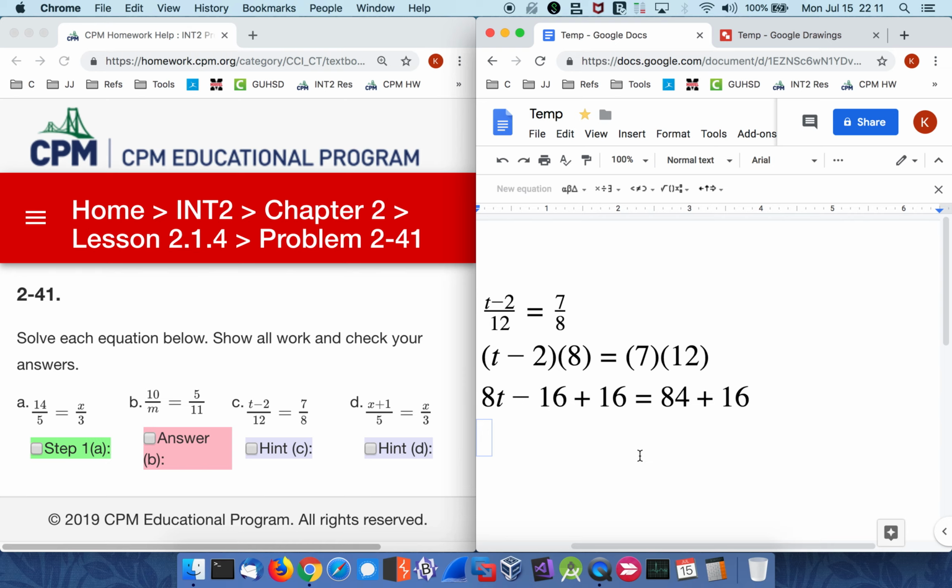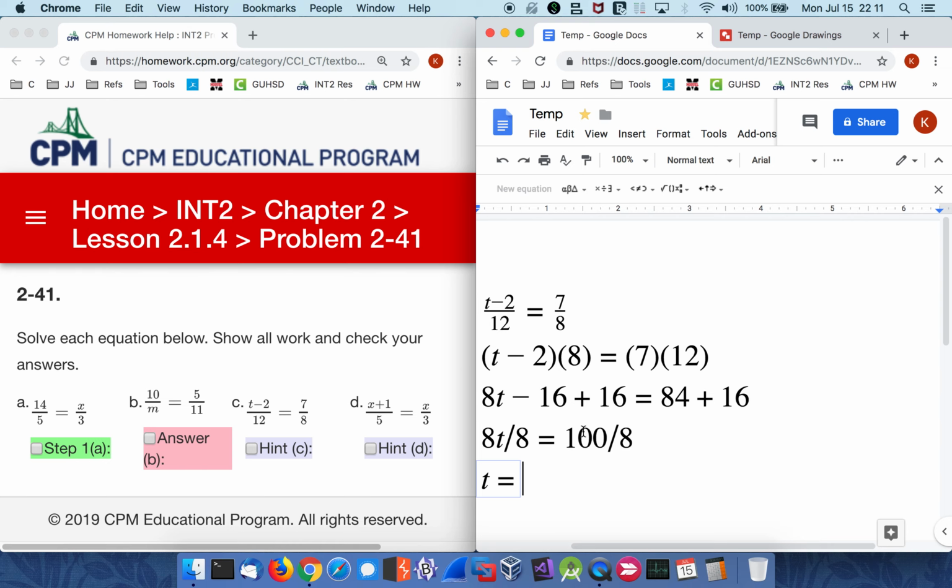Boom, these guys cancel out, so we get 8t, and then we get 84 plus 16, which is 100. Whew, got some big numbers now. All right, now we're going to take this side, divide by 8, and take this side, divide by 8. That gets rid of the 8s over here, and so we have t equals, and then what is 100 divided by 8?